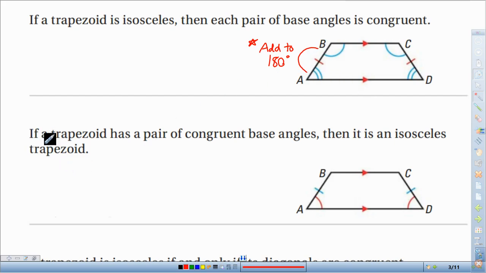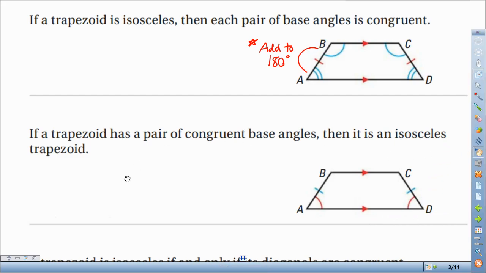All right, so the next one says if a trapezoid has a pair of congruent base angles, then it is an isosceles trapezoid. So this is kind of looking at this first rule from the opposite direction. If we have congruent base angles, then we can say, yeah, we have an isosceles trapezoid. These legs are congruent. It kind of works forwards and backwards. If we have an isosceles trapezoid, we have congruent base angles. If we have congruent base angles, we have an isosceles trapezoid. So these are just the converse of one another.